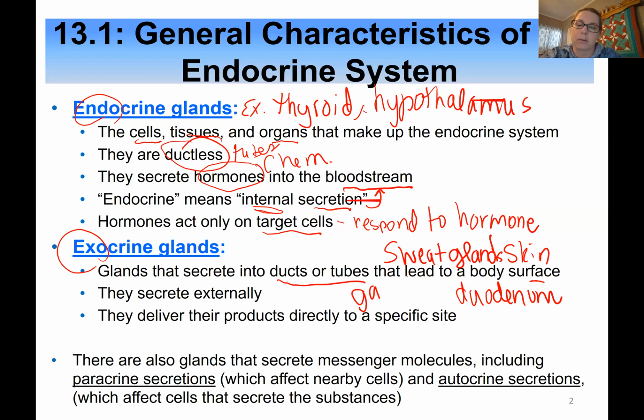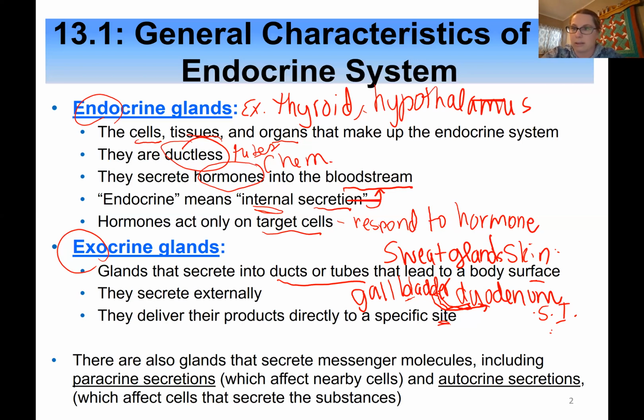Gallbladder. The gallbladder is connected to the duodenum with a tube. It's going to secrete that into the duodenum, or the small intestine. So there's a tube that connects the gland to the point of delivery, and it's a very specific site, a very specific place in the small intestine, or a very specific point on the outside of the skin, that their products, their secretions, are sent to.